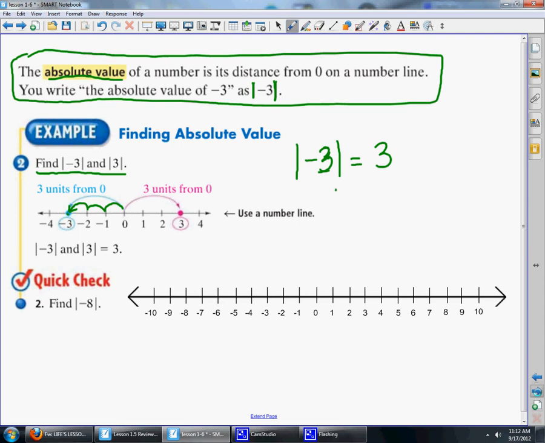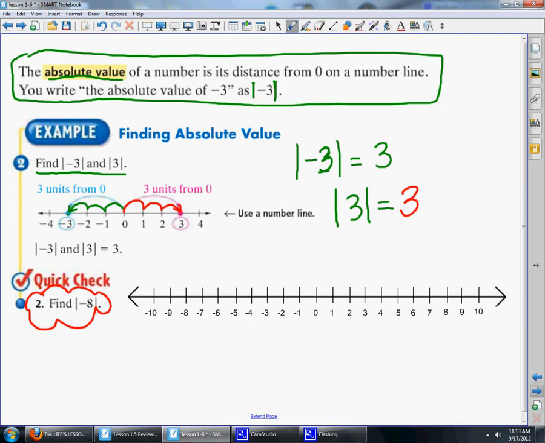So if we have the absolute value of 3, how far away is that from 0 on the number line? So we start here and we move 1, 2, 3. So it's still 3 units. Distance, we have to remember, is always going to be positive. So when you find the absolute value, it's always going to be a positive number. So why don't you try this one right here, number 2, the quick check. Find the absolute value of negative 8. Pause the video, and when you're ready, we will begin.